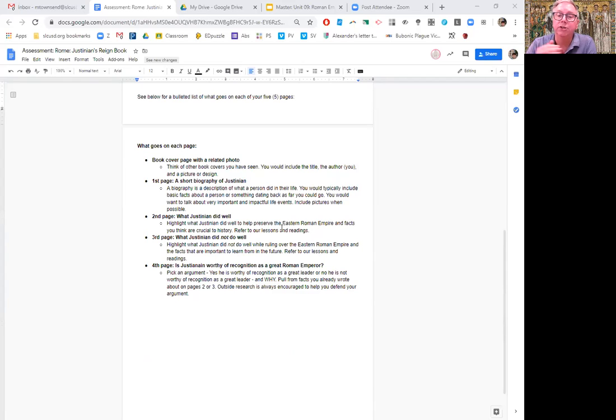The second page, what Justinian did well. Highlight what Justinian did well to help preserve the Eastern Roman Empire in facts you think are crucial to history. Refer to our lessons and readings. Please go back and check those lessons.